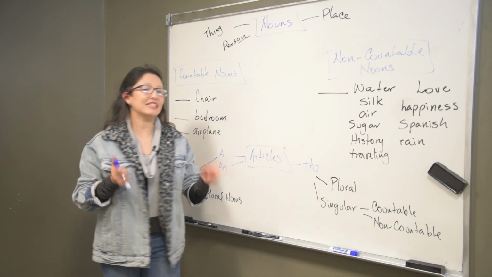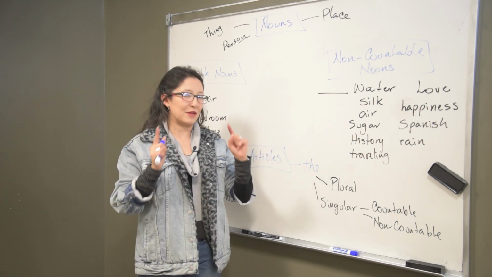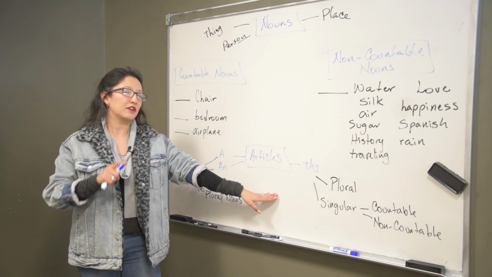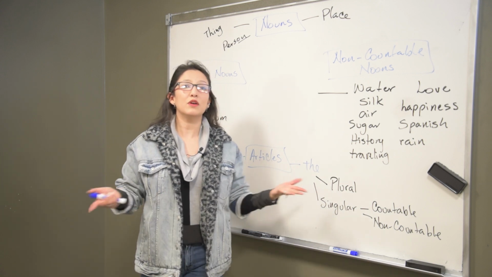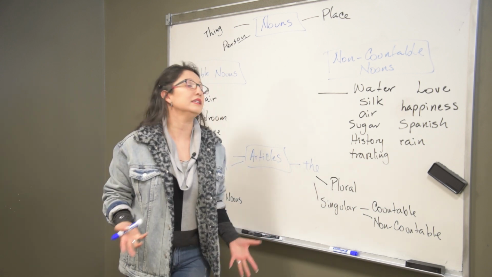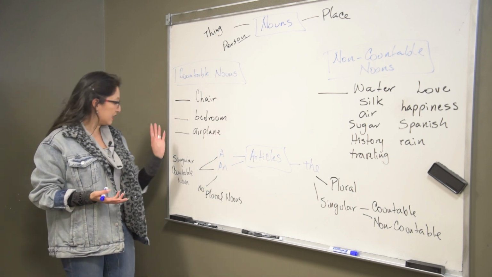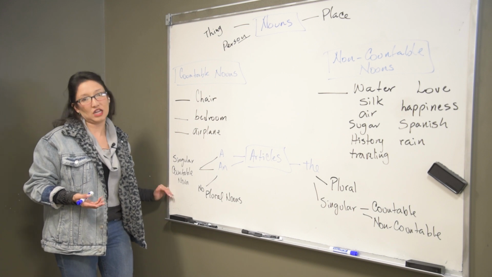Now that we have identified what is a countable noun and a non-countable noun, it is time to add something else. It is time for articles. We have three different articles: a, an, and the. But the question is when we have to use these articles, right? Okay, the rule says that a and an are used when we have singular countable nouns.